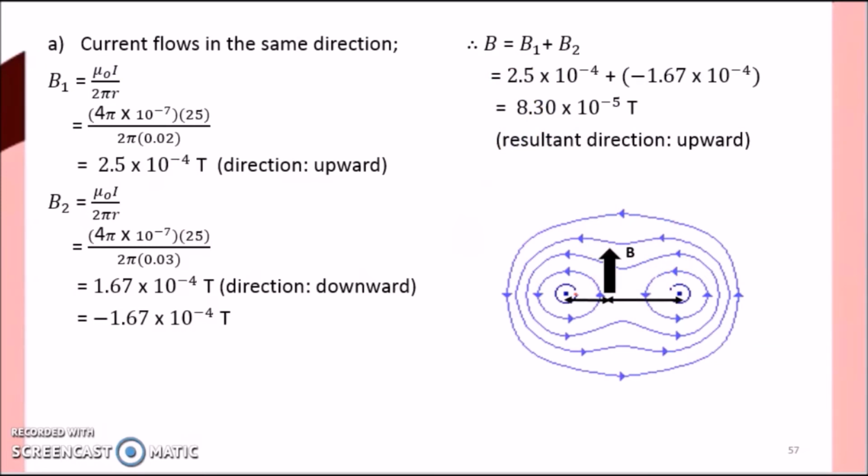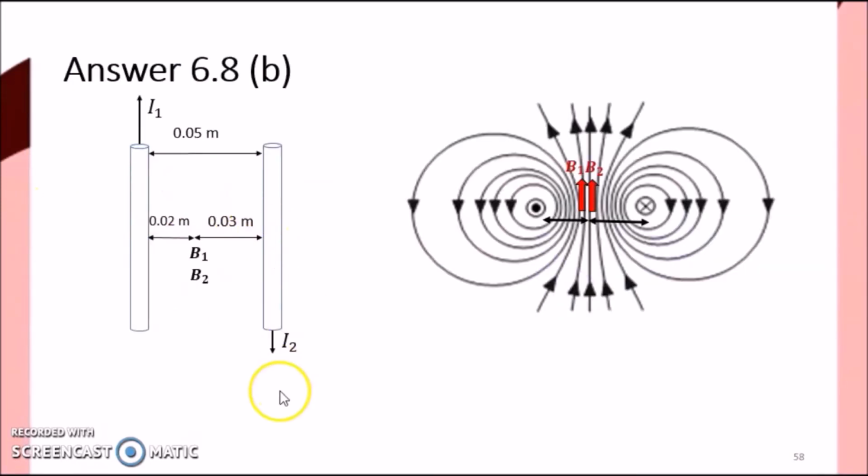For question B, since the direction of current will be opposite, let's say one goes up, one goes down. From the upper view, we will see that wire 1, current 1, is out of the page, wire 2 is into the page. So the direction of B1 at this point is upward. Direction of B2 at 3 cm from wire 2 is upward also.